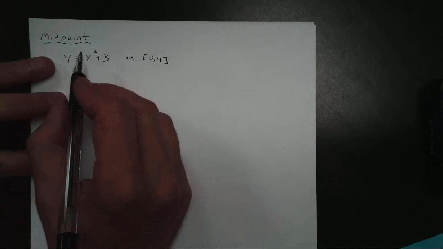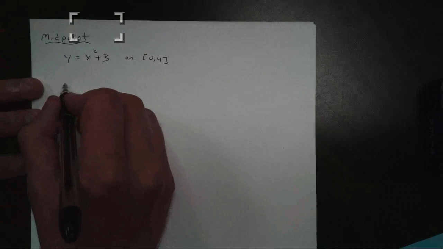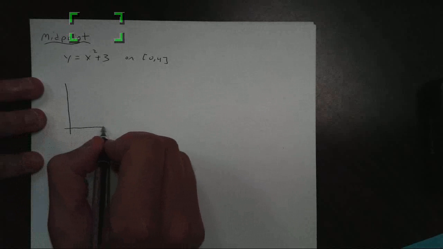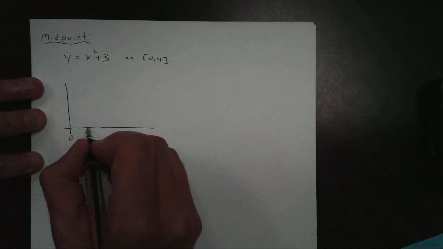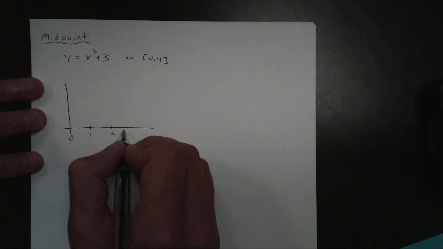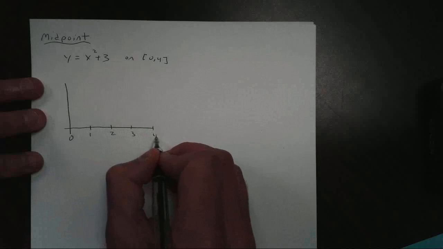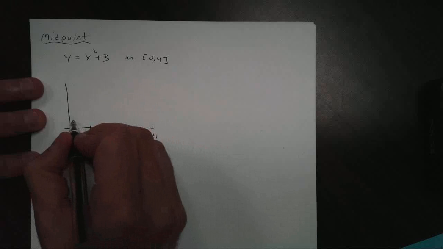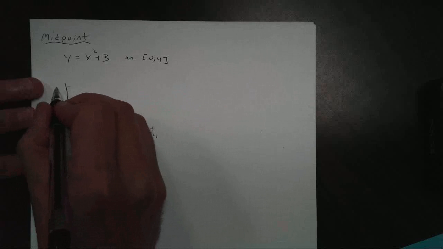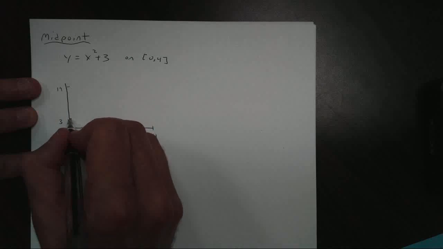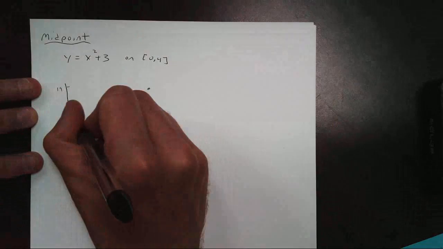Okay, so let's take a look at the midpoint rule for Riemann sum. We're still looking at the same function, x squared plus 3. I'm still going to look for the domain 0 to 4: 1, 2, 3, and 4. If I graph the function, we're still starting at 3, ending way up here at 19. And so there's my graph.